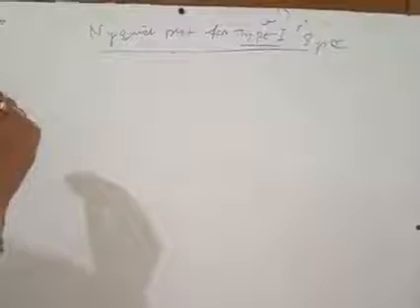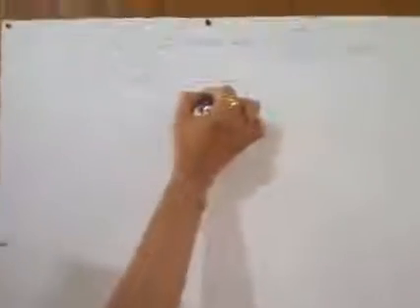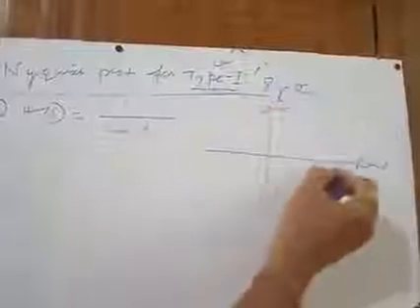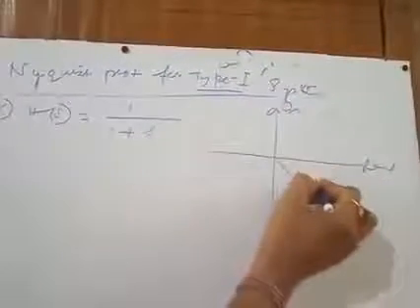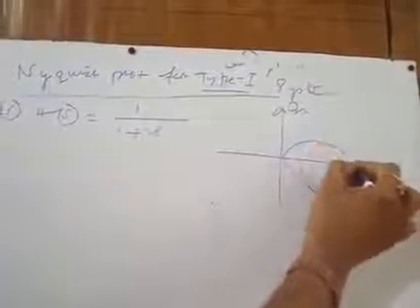Now I will discuss the Nyquist plot for a type 1 system. So what is the difference between the type 1, type 2 and type 3 systems? Previous day we discussed the type 0 system, that was 1 by 1 plus 2s, and corresponding to that we drew the Nyquist plot. So this is your real axis, this is the imaginary axis, and the Nyquist plot was finally like this.